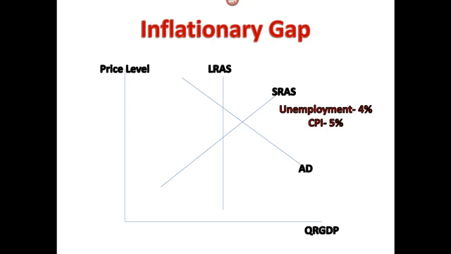During a time of inflation, unemployment is under its equilibrium rate of 5% and CPI is over its equilibrium rate of 3%. In this situation, unemployment is at 4% and CPI is at 5%. The problem during an inflationary gap is that aggregate demand has increased due to an influx of real GDP. To fix this problem, aggregate demand has to shift to the left to decrease GDP and price levels.